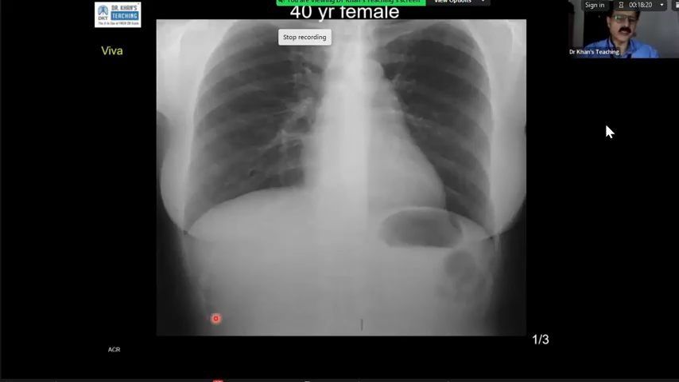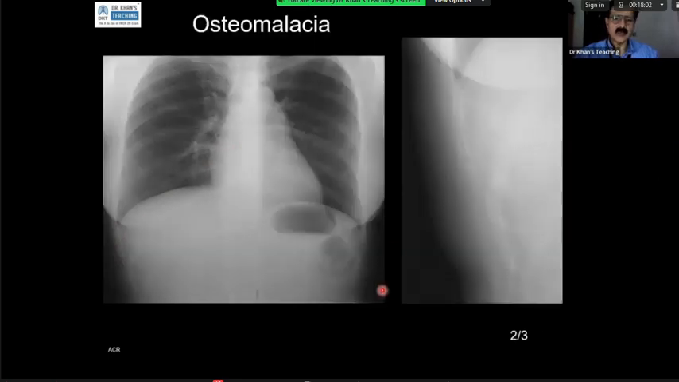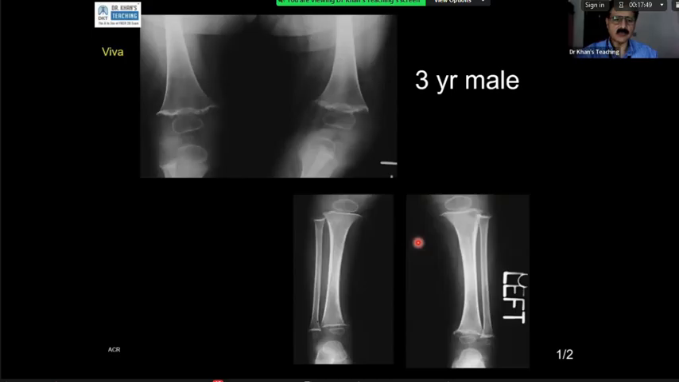Okay, open for chat. Has anybody picked up a Looser zone? Where is it? Okay, good. If you see here, look at this one. I'll show you a close-up, but this is it. Having said that, retrospectively speaking, it can definitely be seen on this X-ray also. So this is a Looser zone in the ribs.